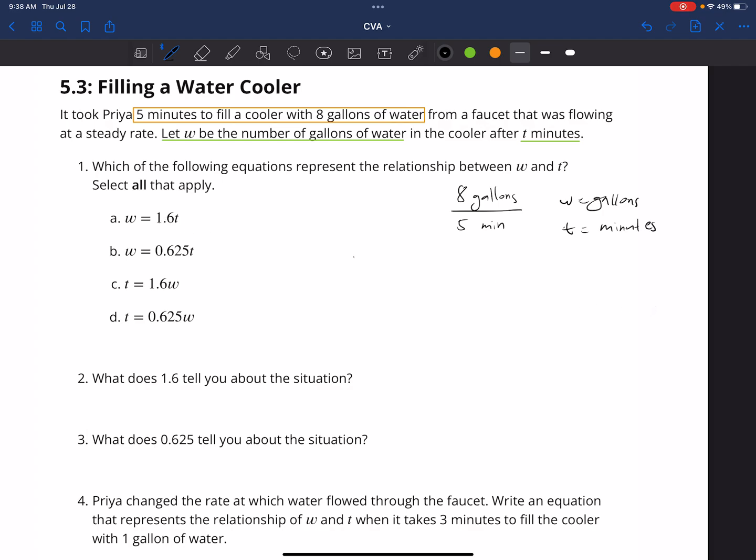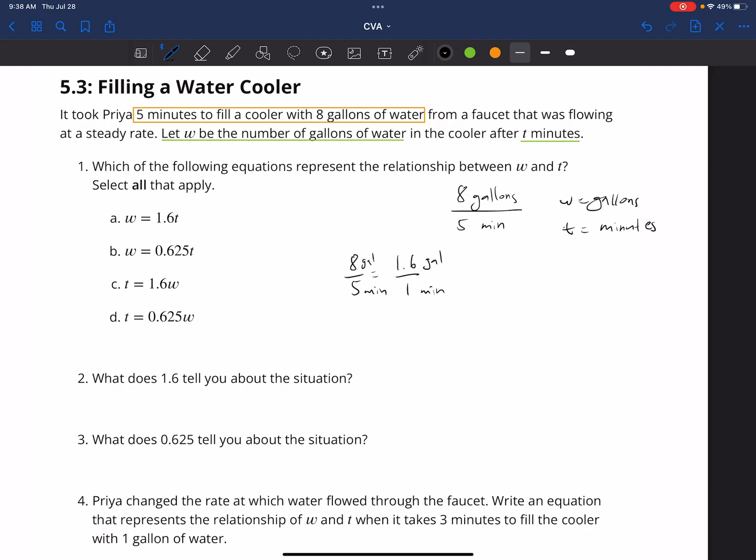If I take 8 divided by 5 and I get 1.6, this used to be gallons and this is minutes, right? But now there's no fraction here. So how do we see this 1.6? Well, we can see it as 1.6 over 1, because any whole number can be made into a fraction by putting it over 1. So it's going to be 1.6 gallons over 1 minute.